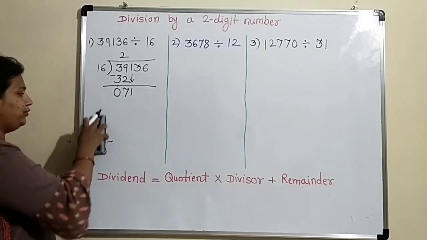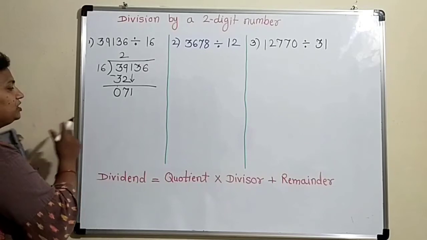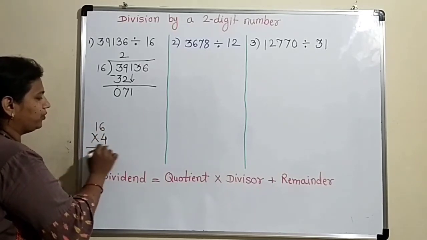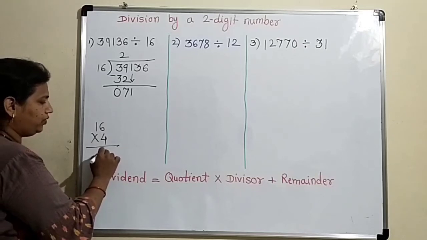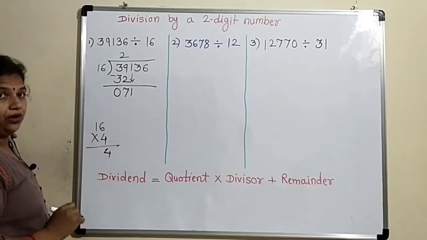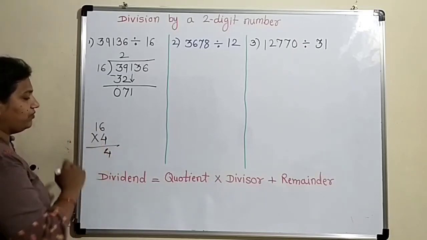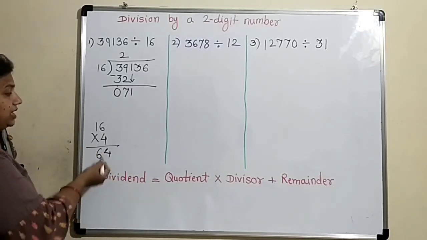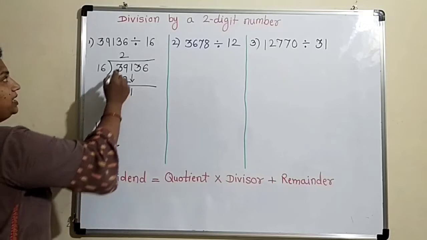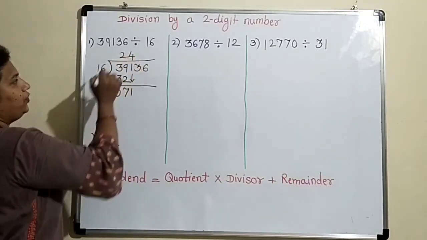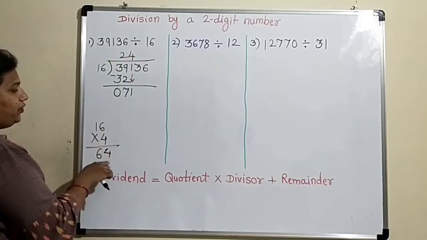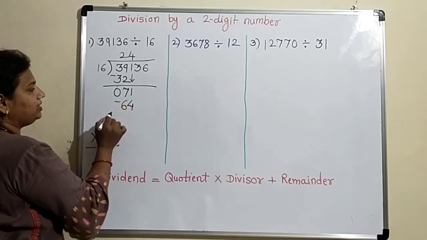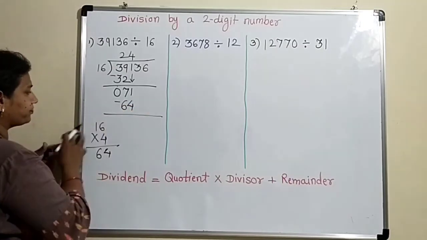So now we have to check for 16 fours, so 16 multiplied by 4. 4 sixes are 24, 2 is carried, 4 ones are 4 plus 2, that is 6. Yes, I got the number at the 4th place. So here I will write 4, and 64 is less than 71. So I will subtract this, right?